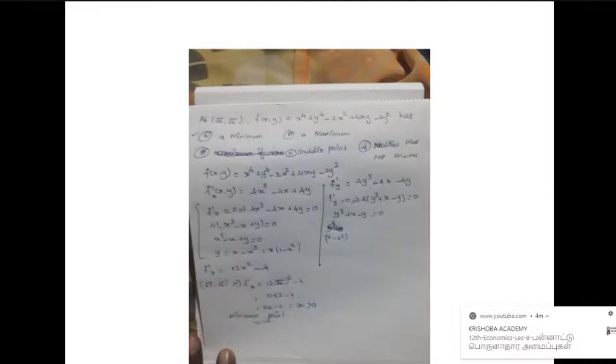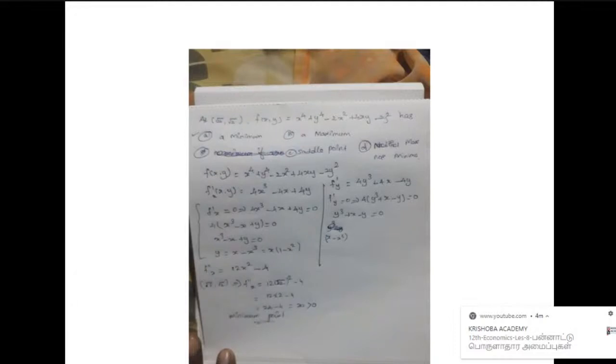We already know the condition for checking whether it is a minimum or maximum. First, we have to find the f double dash. After that, we have to substitute this value.